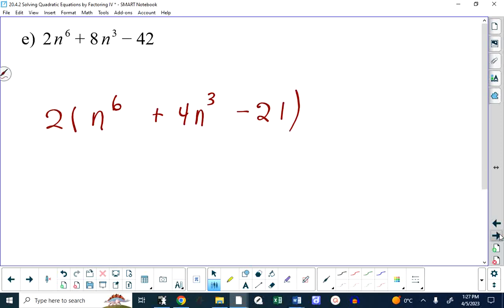Smaller numbers. Is anybody willing to give me an explanation why this is quadratic? I mean, it is a degree 6 polynomial, but we think of it as a quadratic. Why is that?